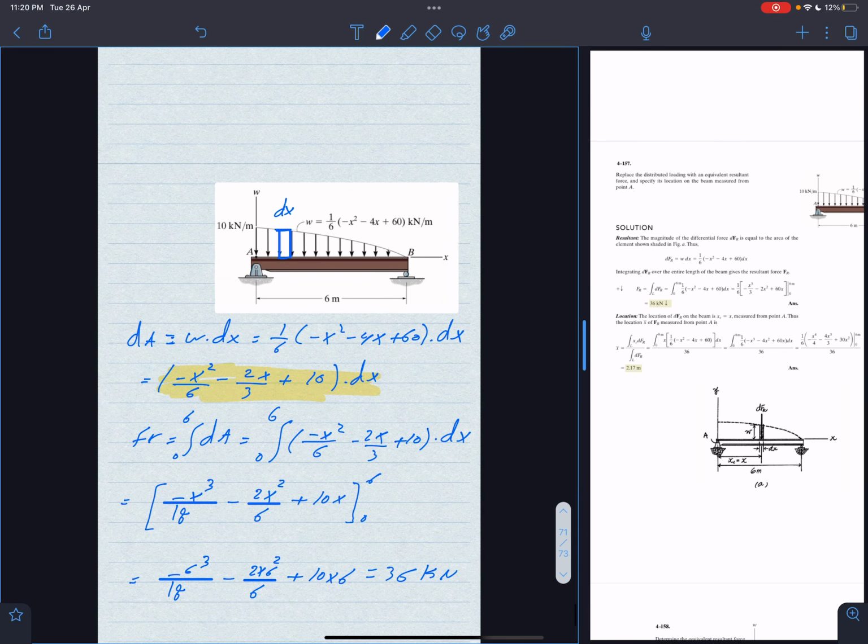And that's it. So instead of all of this, I could write a force of 36 kilonewton at a distance of 2.1667 meters.